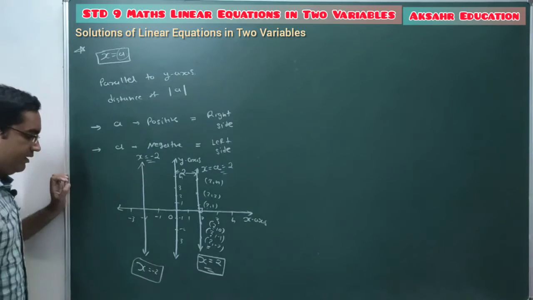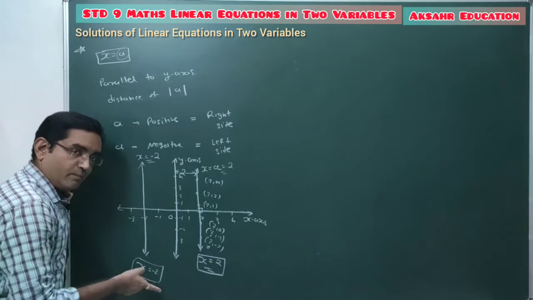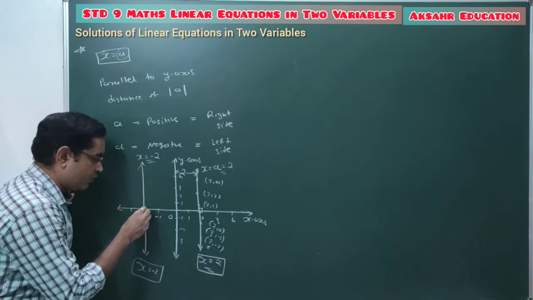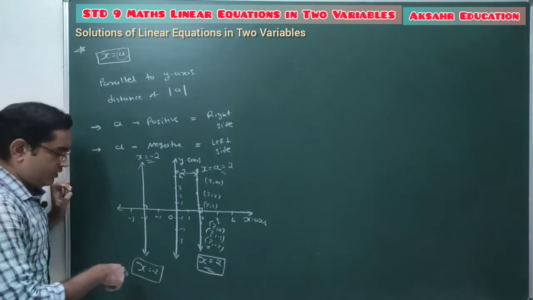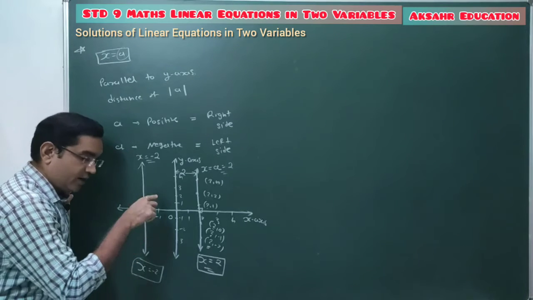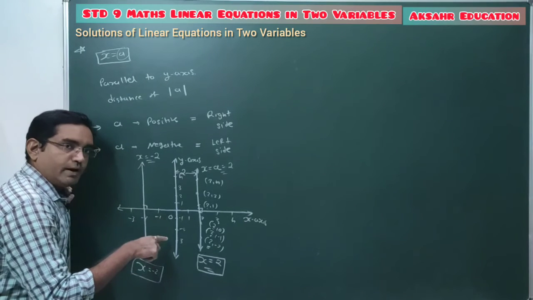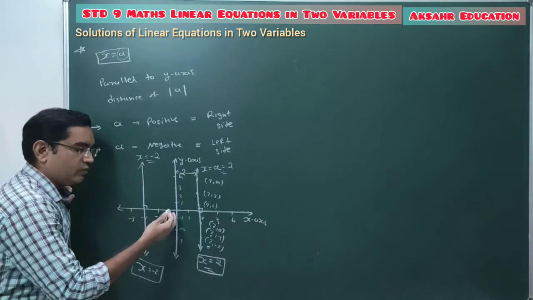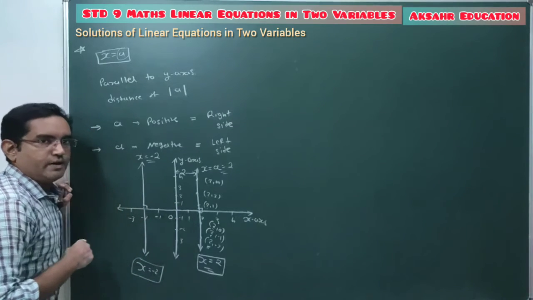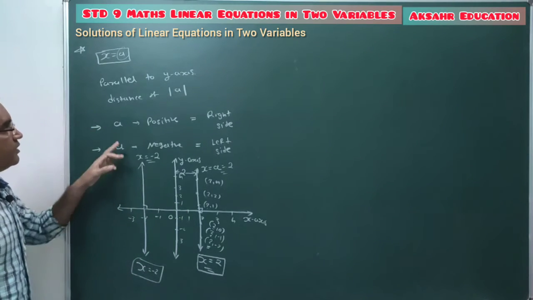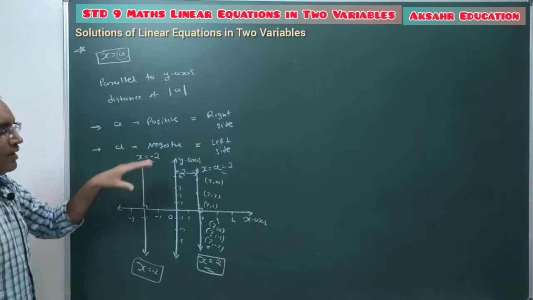So this is x = -2. We can also say that this is the equation of line which is perpendicular to x axis at x = -2, or this is the equation of line which is parallel to y axis at -2 distance, that means on the left side of this y axis. Clear?